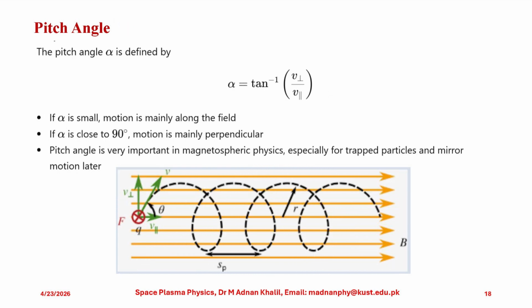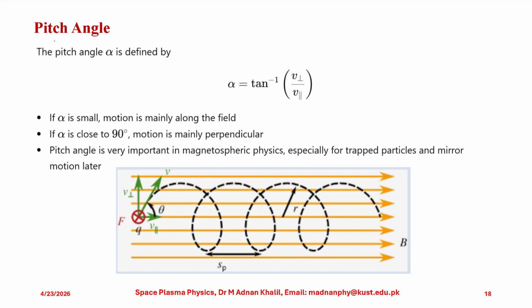The pitch angle measures the relative importance of perpendicular and parallel motion. It is defined as alpha equals tan inverse of v perpendicular divided by v parallel. If the pitch angle is small, the motion is mainly along the magnetic field. If the pitch angle is close to 90 degrees, the motion is mainly perpendicular to the field. So the pitch angle tells how the velocity is distributed between motion across the field and motion along it.